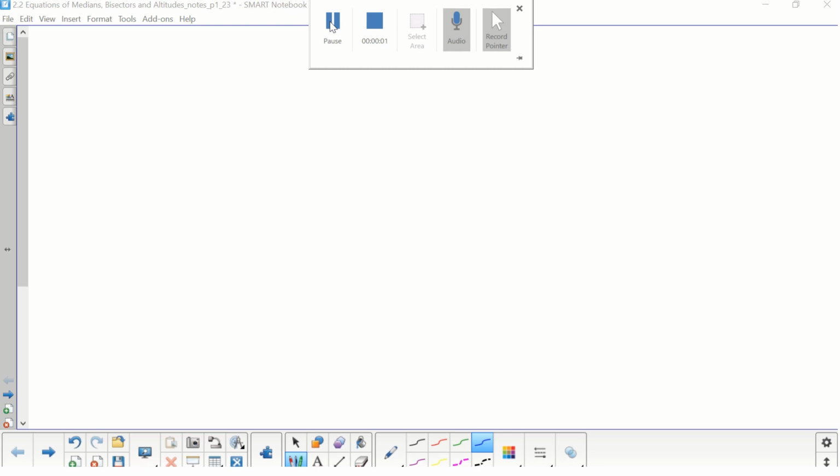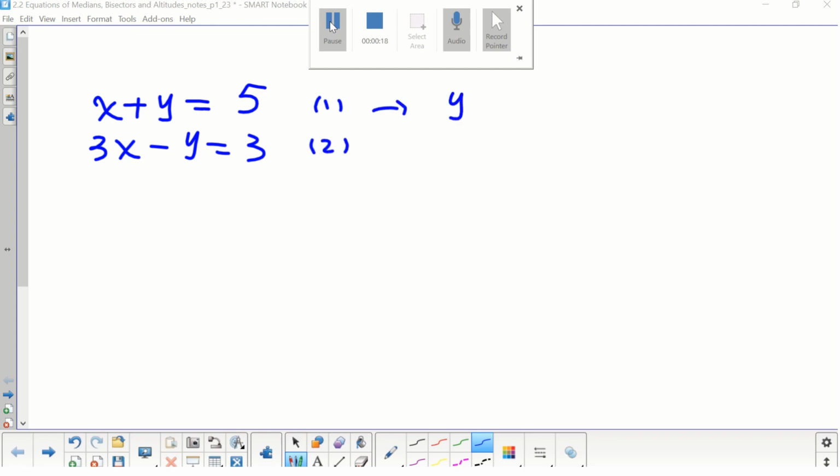Okay, so we start from the warm-up question. x plus y equals 5, 3x minus y equals 3. For the substitution method, what we do is we isolate y. So we isolate y, move the x to the other side. So 5, take away x.